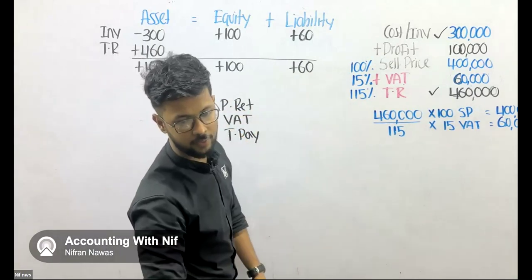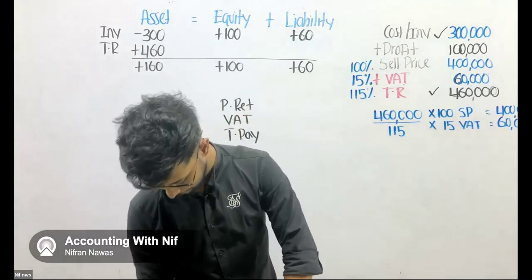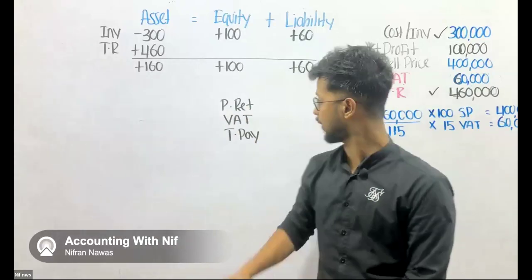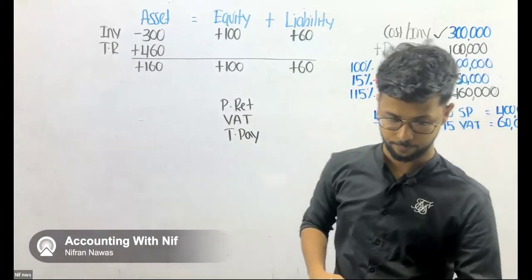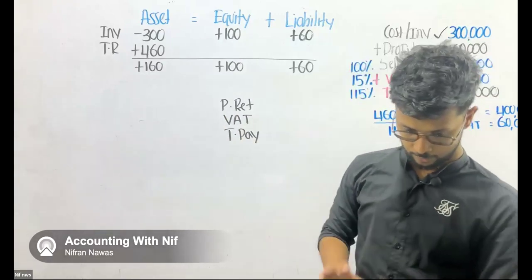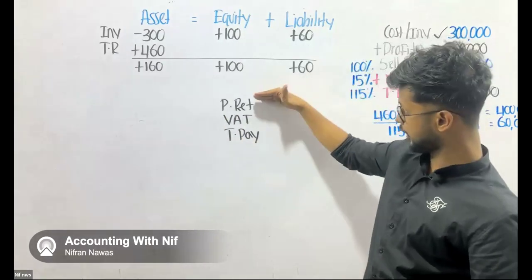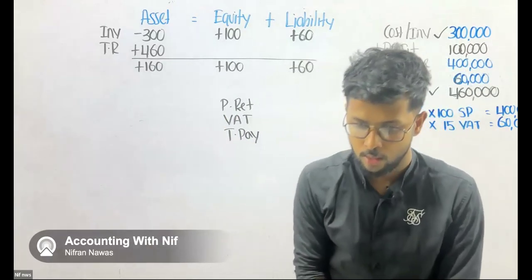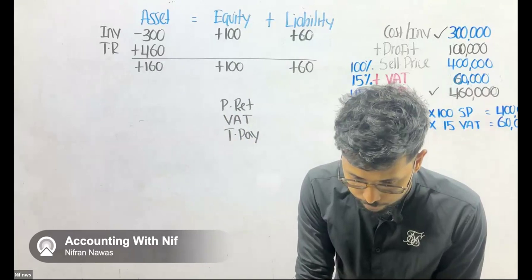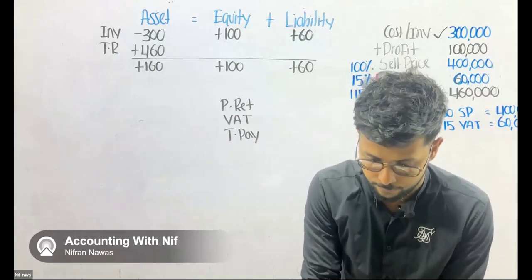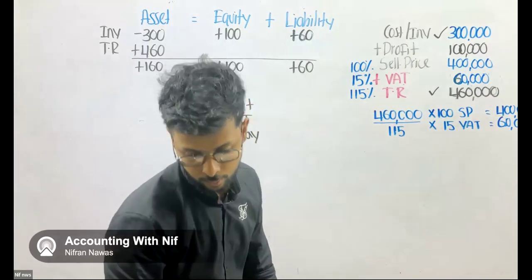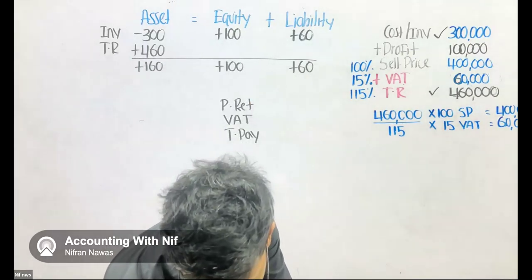Okay, so they have given us 230,000. Do you mind letting me know that 230,000, is it purchase return or trade payable? What do you think? The 230,000, is it purchase return or trade payable? Very good, Ashaf. Very good, Umair. Exactly, it's the purchase return or trade payable.